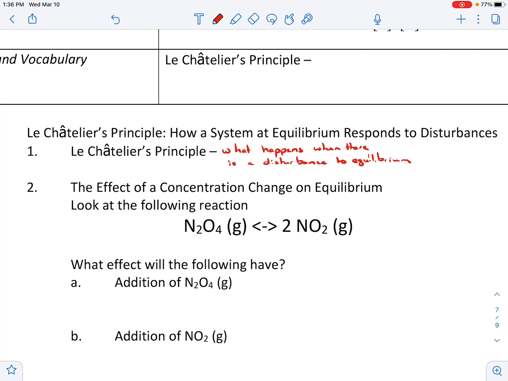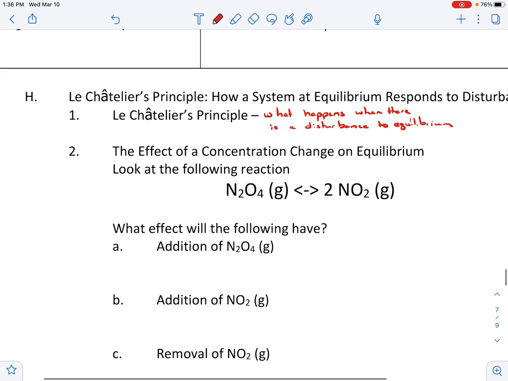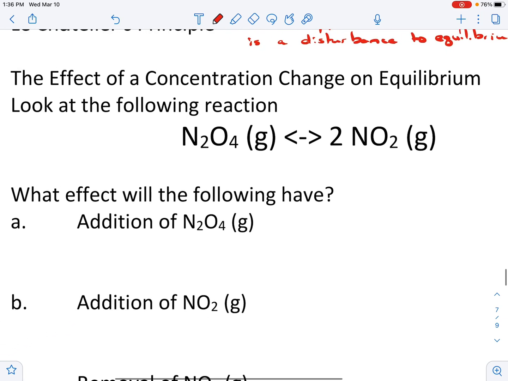Let's just jump right in because, let's be real, it's easier to see some examples and go from there. So we have this reaction right here. We have N2O4 going to 2NO2. Now, what effect will the following have? So if I add N2O4, that means I have too many reactants, right?